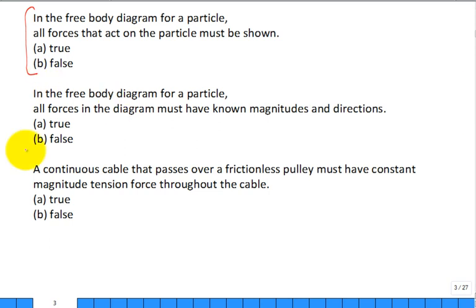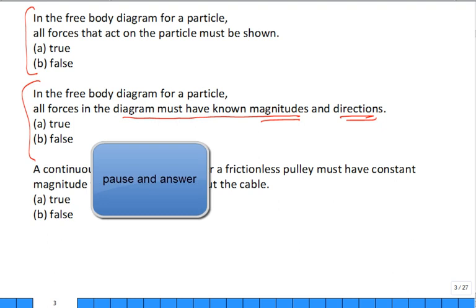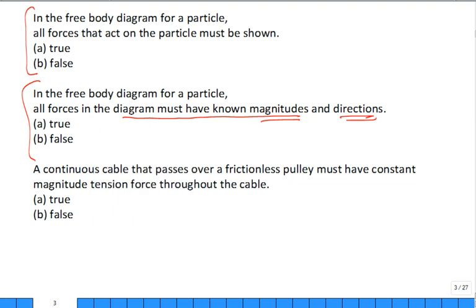How about this one? In a free body diagram for a particle, all forces in the diagram must have known magnitudes and directions. All right, hopefully you were in. I saw you reach. Did you get in? Yeah. All right, you got in.